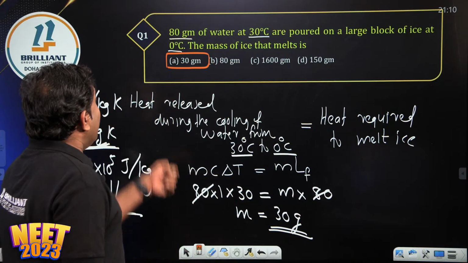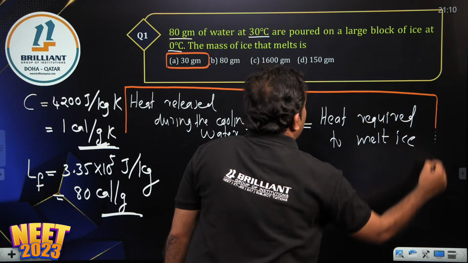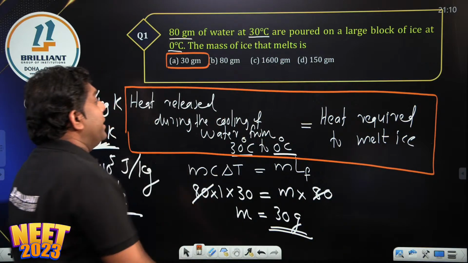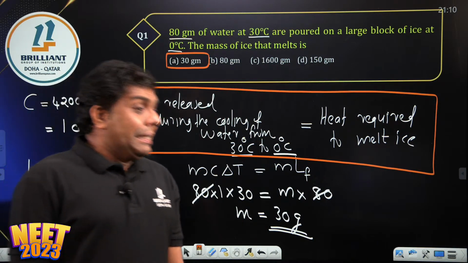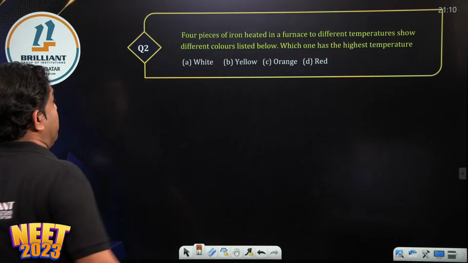So that's the idea for conversion. This principle is very important: heat released is equal to heat required or heat gained, the principle of calorimetry. And now the next question, please see.